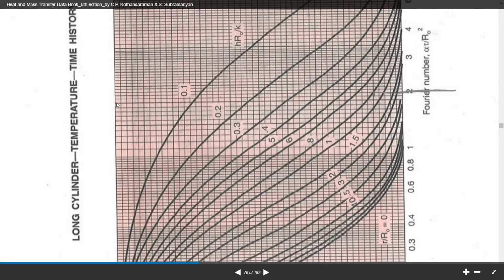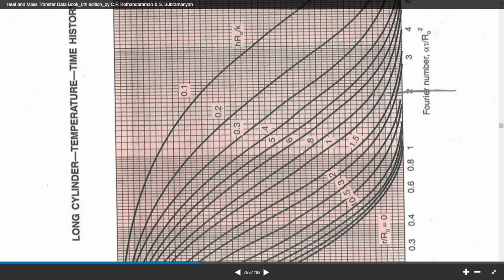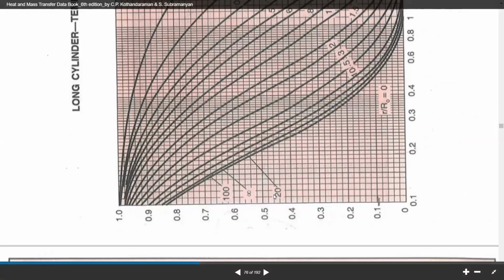Our Fourier number is 1.06. Here it is 1 and this is 1.1, 1.2, 1.3 and so on. So in between 1 and 1.1 we have 1.05. The Fourier number is 1.06, no problem, you can take it here also. Now the Biot number is 0.54. This is 0.5 and this is 0.6, and in between these two is 0.55. So 0.54 approximately here will be the value.